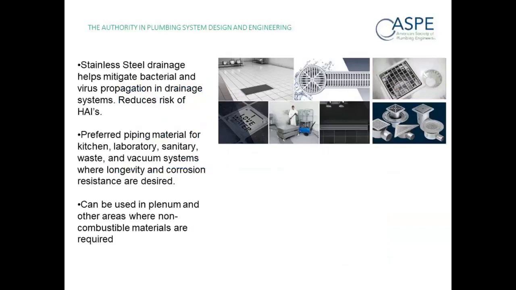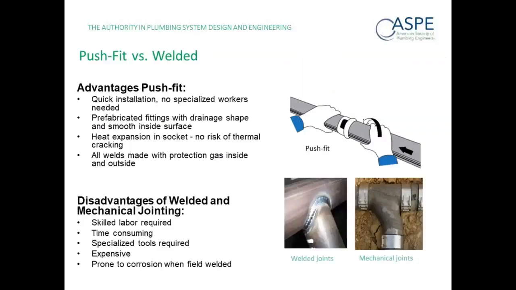Yeah, this is kind of a high level reminder that stainless steel does help to mitigate the bacterial and virus propagation and reduces your risk of HAIs. It is the preferred piping material for kitchen, grease waste, and laboratories because of chemical resistance, even sanitary waste because of its resistance to hydrogen sulfide. Once you put the systems in, you're not constantly having to worry about them rotting out of the wall. Vacuum systems, anywhere where really that corrosion resistance is required. And again, we talked about the fire safety.